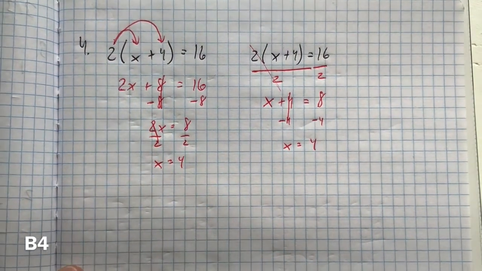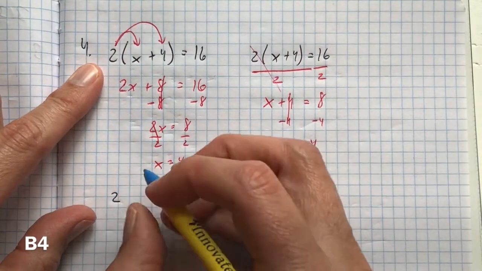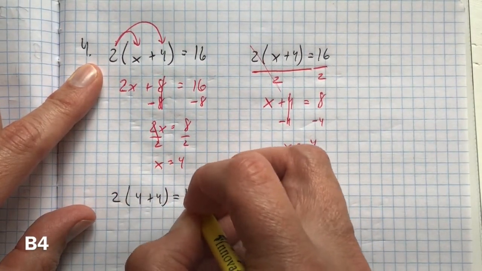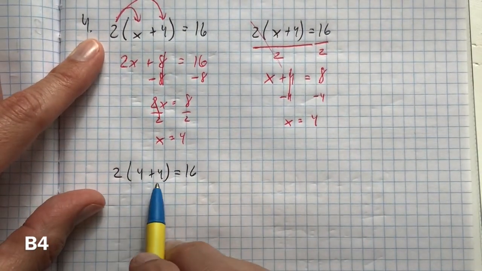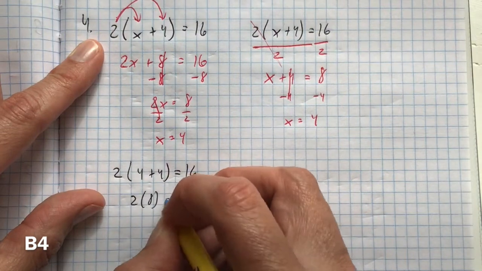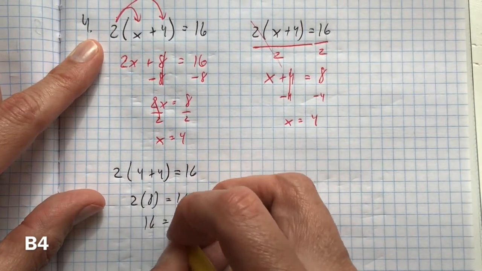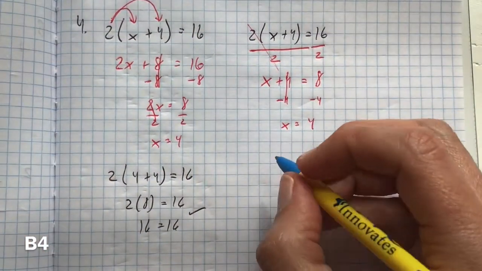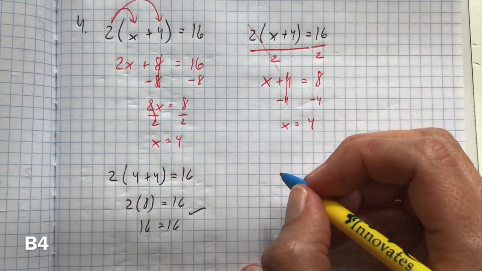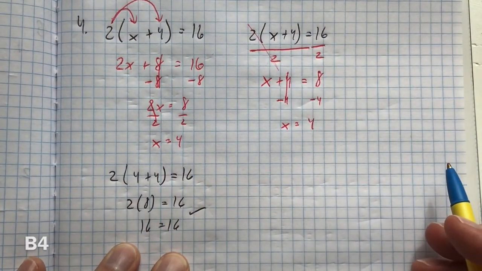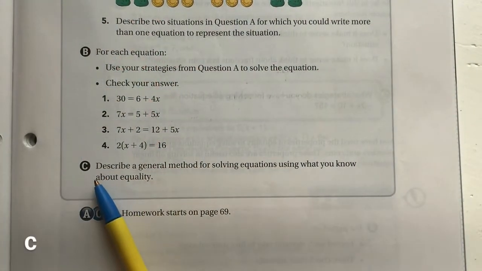Let's go this route first. So first I'm going to write this again, but with the x in there. So 2 times 4 plus 4 equals 16. Well, in the parentheses first, that would be 2 times 8. So 2 times 8 equals 16. Look at that, 16 equals 16. That checks. This one over here, I'm going to put my 4 in. Actually, it's the same problem again, isn't it? So it works. All right, letter C.